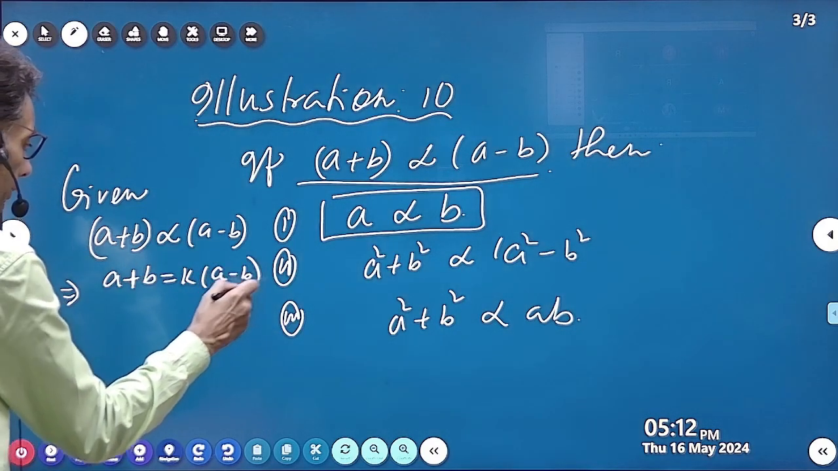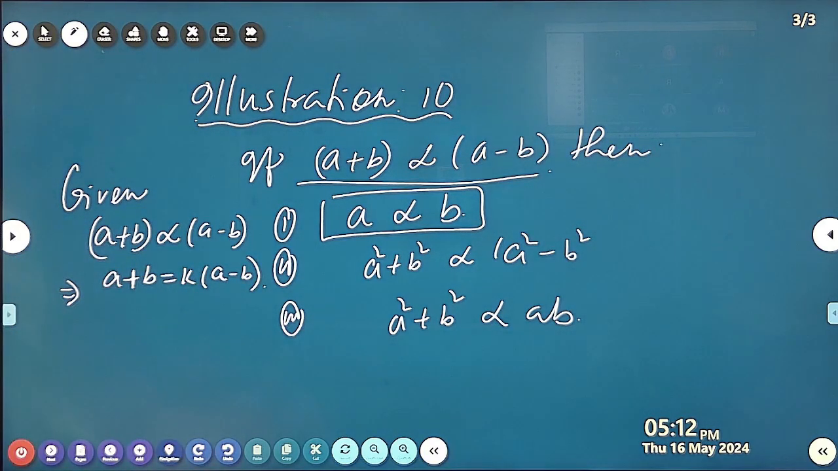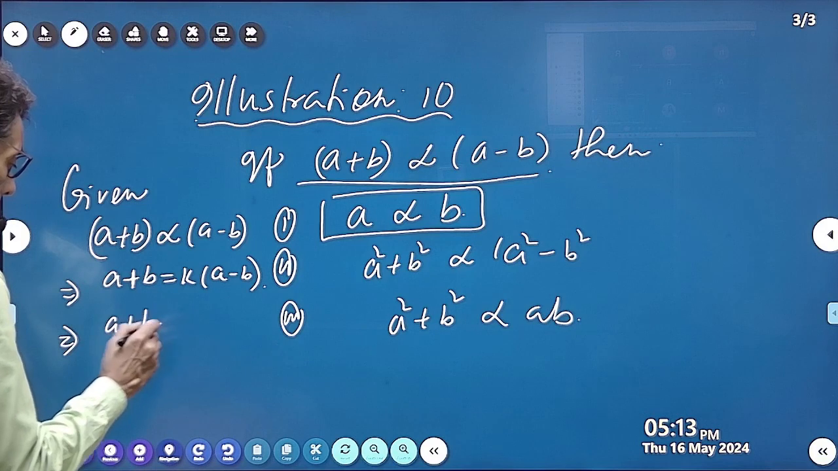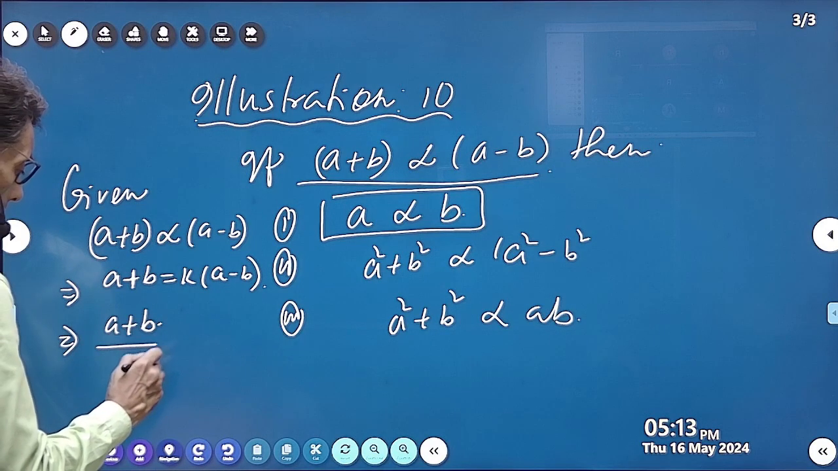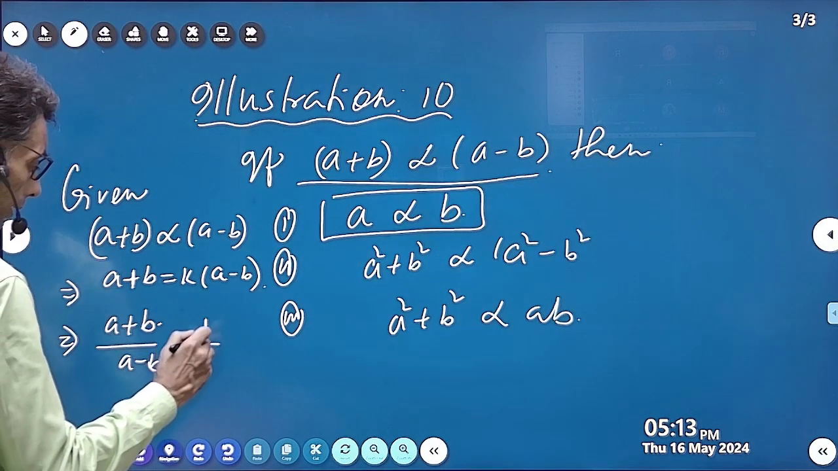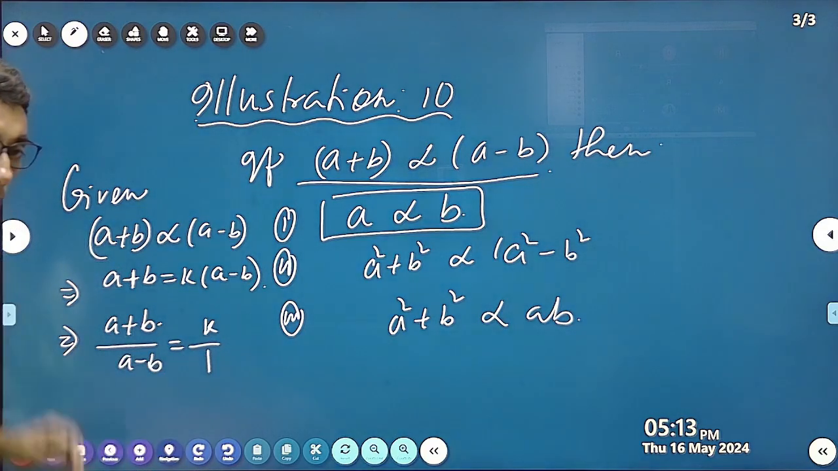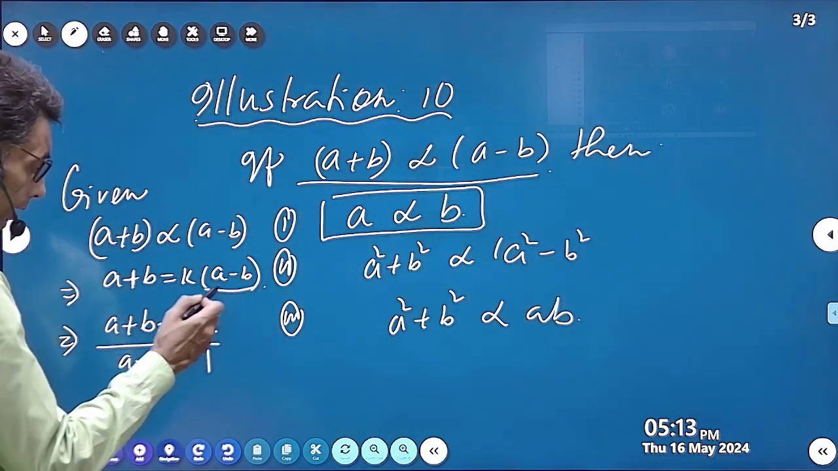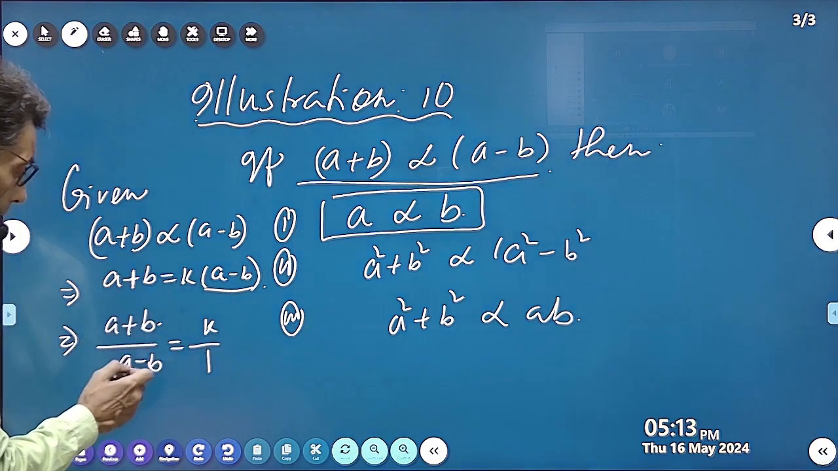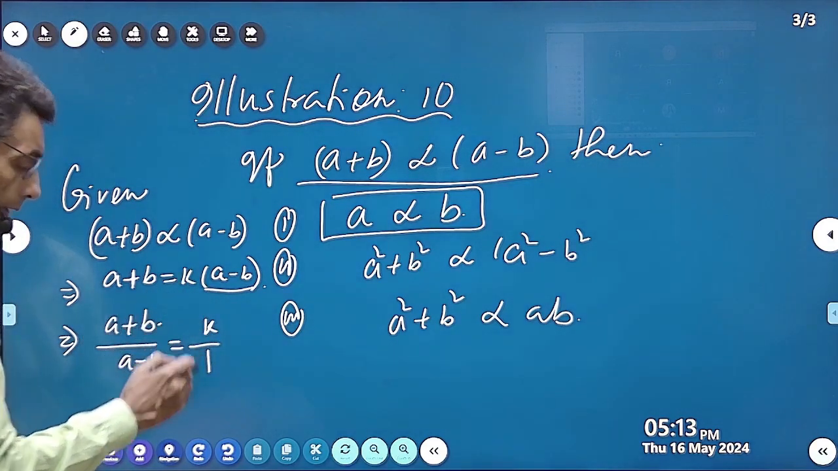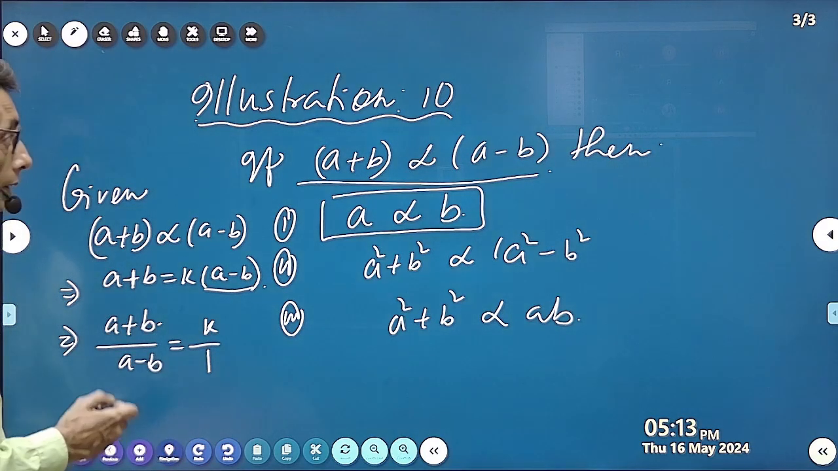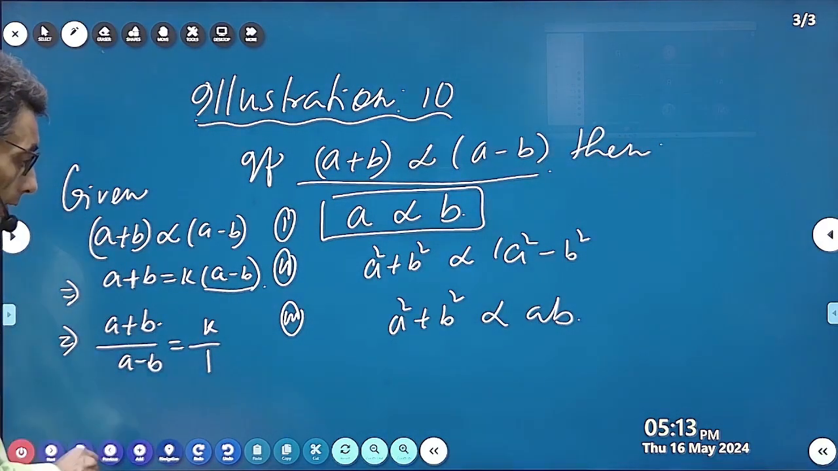Can I write like this? Implies K will be a constant, obviously. Now write it as a fraction: A plus B divided by A minus B equal to K by 1. K can be written as K by 1, right? So we'll be using the componendo and dividendo method here.